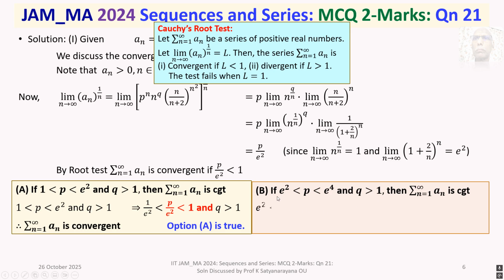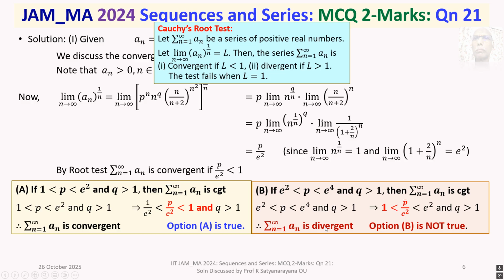And take the inequality e square less than p less than e to the power of 4 and divide throughout by e square. Then you will get 1 less than p by e square less than e square, and 1 less than p by e square means p by e square is greater than 1. Therefore, by the nth root test, this series is divergent. Therefore, option B is not true.